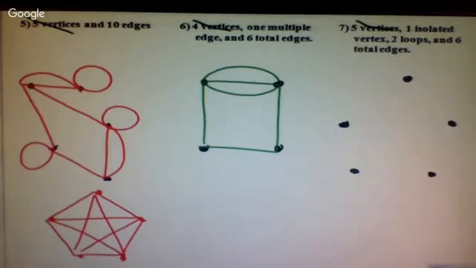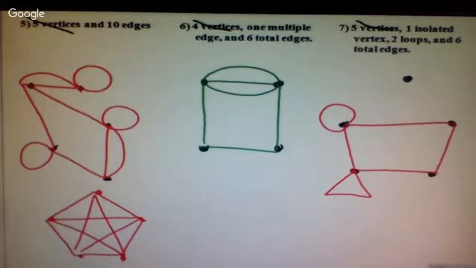Okay. I need 2 loops. So here's 1 loop. Here's 2 loops. Okay. These also count for your total edges. So you already have 1, 2 edges. Here's 3, 4, 5, and 6. So I've got my isolated vertex, 2 loops, and 6 total edges.